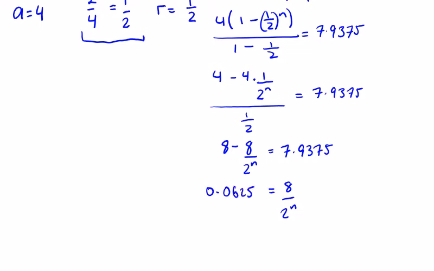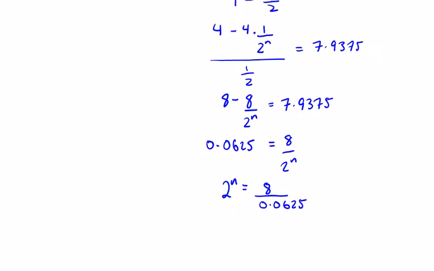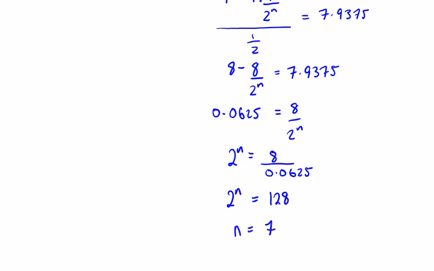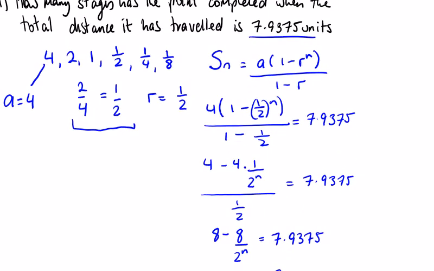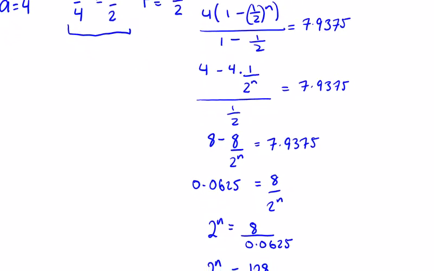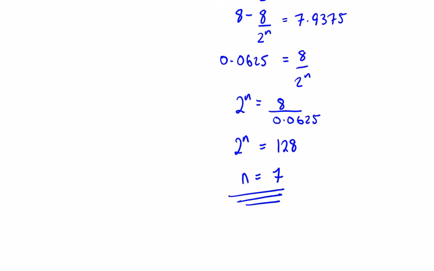So these are going to swap places. 2 to the power of n is equal to 8 divided by 0.0625. Typing this into a calculator, it works out evenly. 2 to the power of n is 128. 2 to the power of 5 is 32, 6 is 64, and 7 is 128. n is equal to 7. You could in this case have done trial and error. We had the first 1, 2, 3, 4, 5, 6 terms. You can see that adds up to 7 and a bit, and we were trying to get to 9375. So you could have done it with trial and error as well, but I think mathematically is always the best way to do these questions.